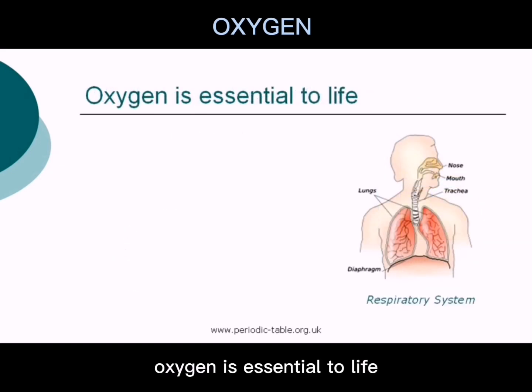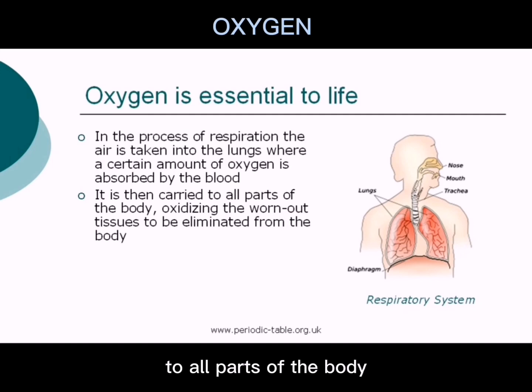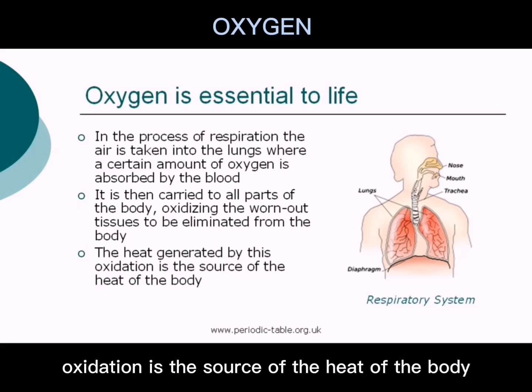Oxygen is essential to life. In the process of respiration, the air is taken into the lungs where a certain amount of oxygen is absorbed by the blood. It is carried to all parts of the body, oxidizing the worn out tissues to be eliminated from the body. The heat generated by this oxidation is the source of the heat of the body.